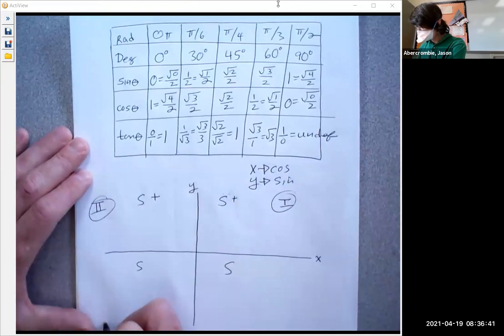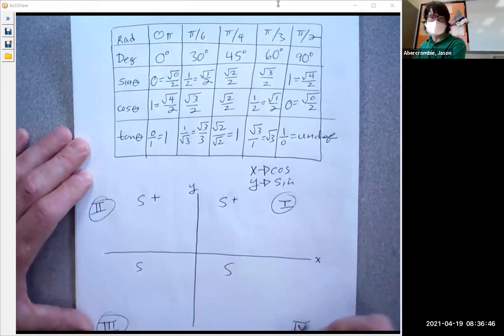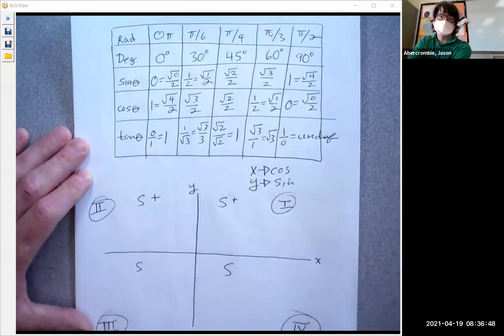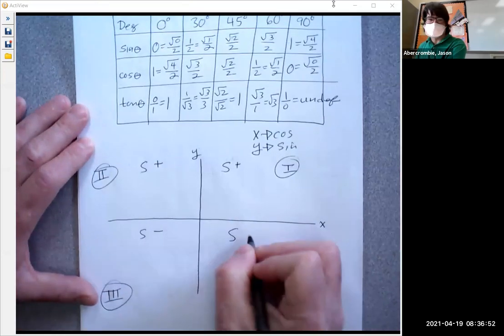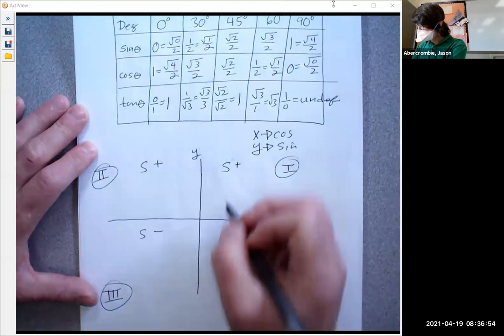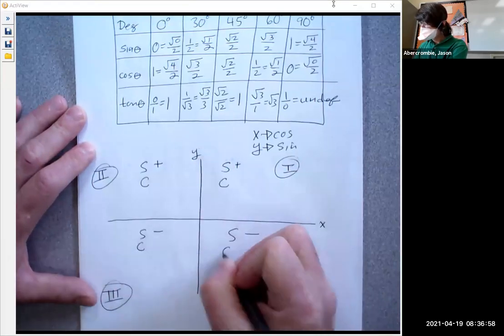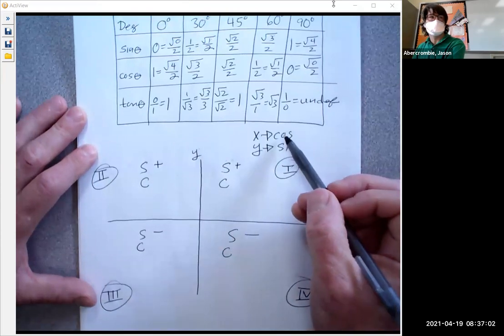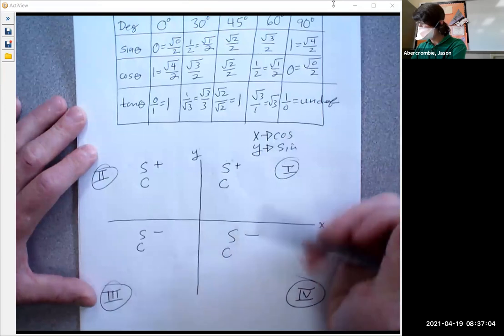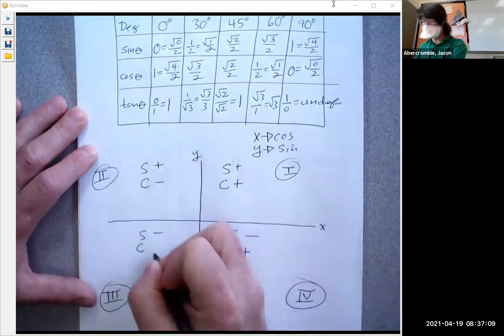2, 3, 4. And then sine is negative downstairs here, because y is negative down there. So now cosine, since cosine and x go together, x is positive on the right side. So it's going to be positive on the right, and then negative on the left.